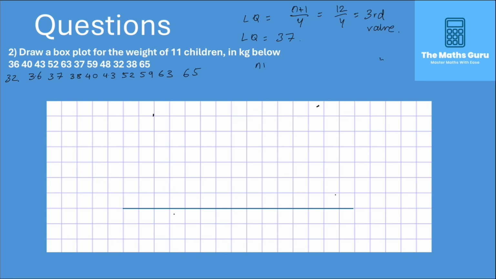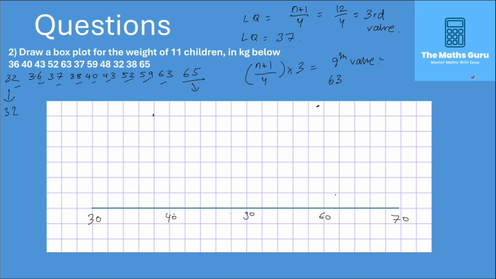Now, working out our upper quartile, we have to do n plus 1 over 4 times 3, which is going to be our ninth value. So our upper quartile is going to be 1, 2, 3, 4, 5, 6, 7, 8, 9, which is 63. Now, once we have these values, we know that our upper bound is going to be 65 and our lower bound is going to be 32. Okay, now that we've worked out our 5 key values, we can start to plot our box plot.